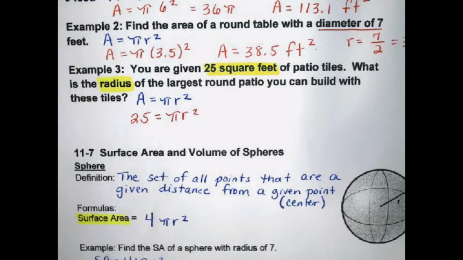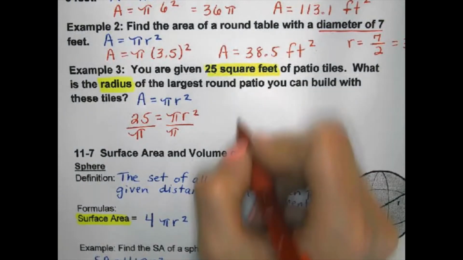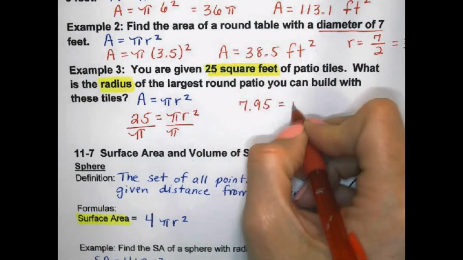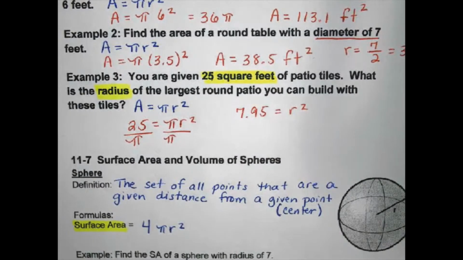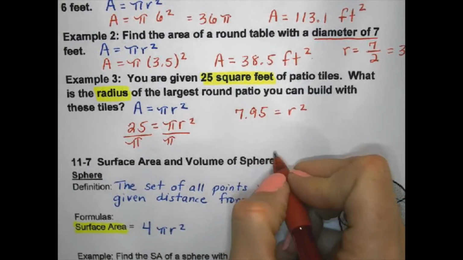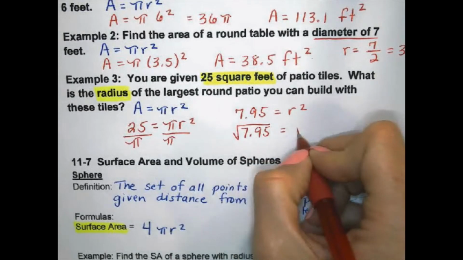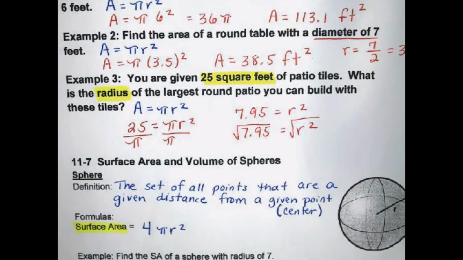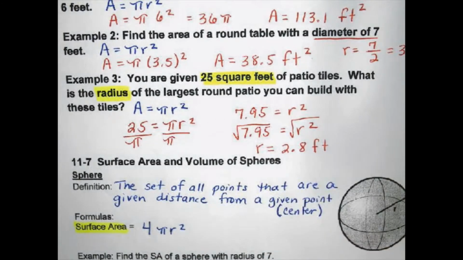In order to solve for r, I'm going to divide both sides by pi, and that would give me 7.95 equals r squared. R squared is nice, but I need just the radius, not the radius squared. So you may recall that the way you find the square root of a squared number is that you have to take the square root of both sides. So I'm going to find the square root of 7.95 because that equals the square root of r squared. In doing so, I find that r equals 2.8 feet. Notice my units are no longer squared because radius is a linear measurement. So this would be the length of the largest possible radius, given that I have 25 square feet of patio tiles to work with.